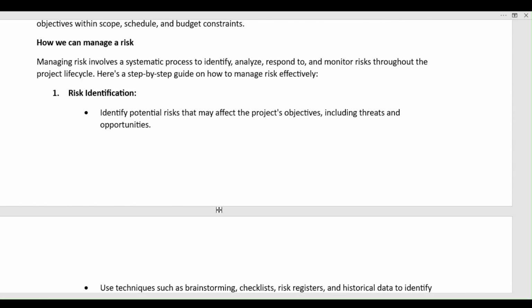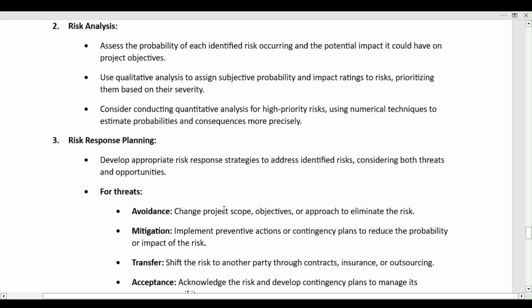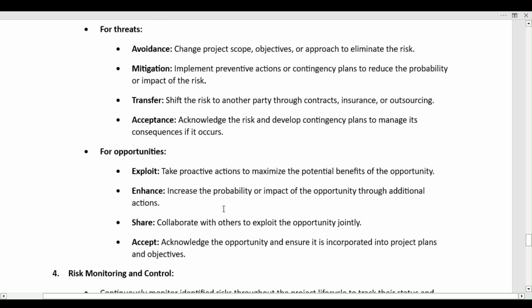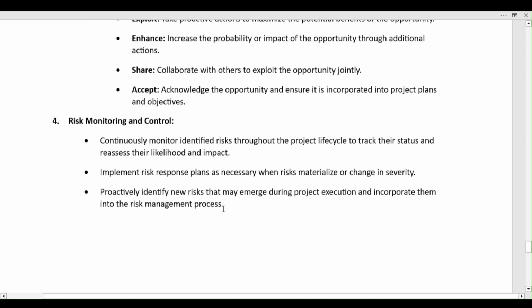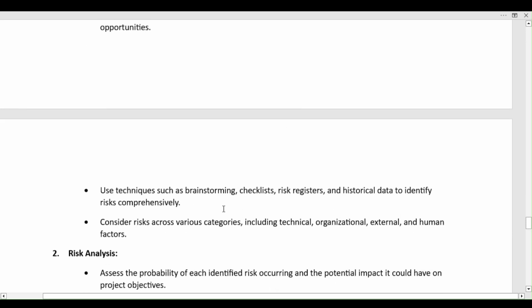Managing risk involves a systematic approach to identify, analyze, respond to, and monitor risk throughout the project lifecycle. So here is the step-by-step guide on how to manage risk effectively. The very first thing, you should identify the risk. Second thing, you should analyze it. After that, you should plan for it. Then you should look for the opportunities, and then you need to monitor and control it. And the last part is communication and documentation. So we'll go one by one.